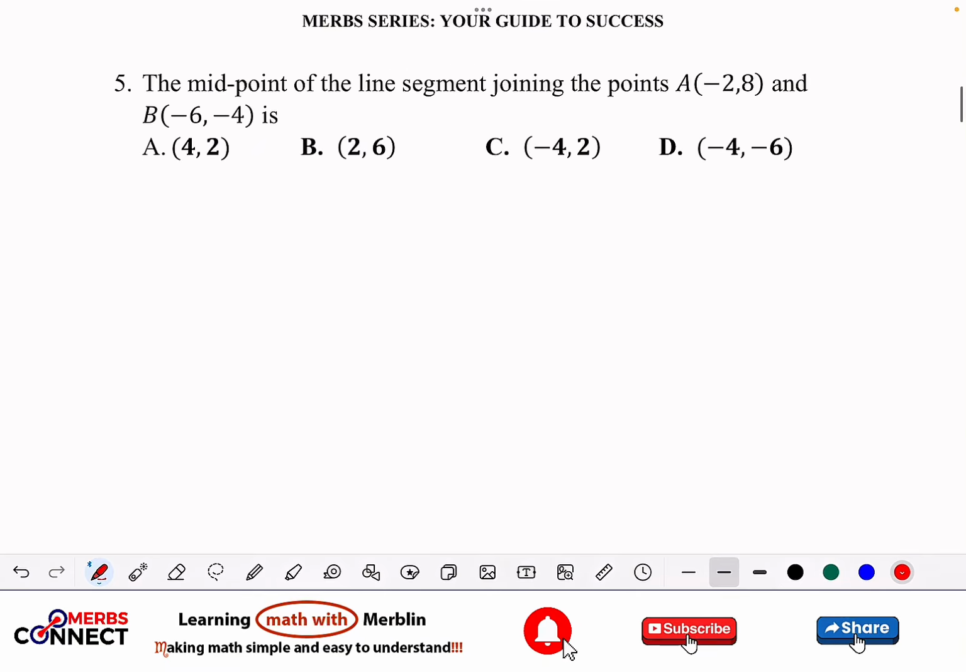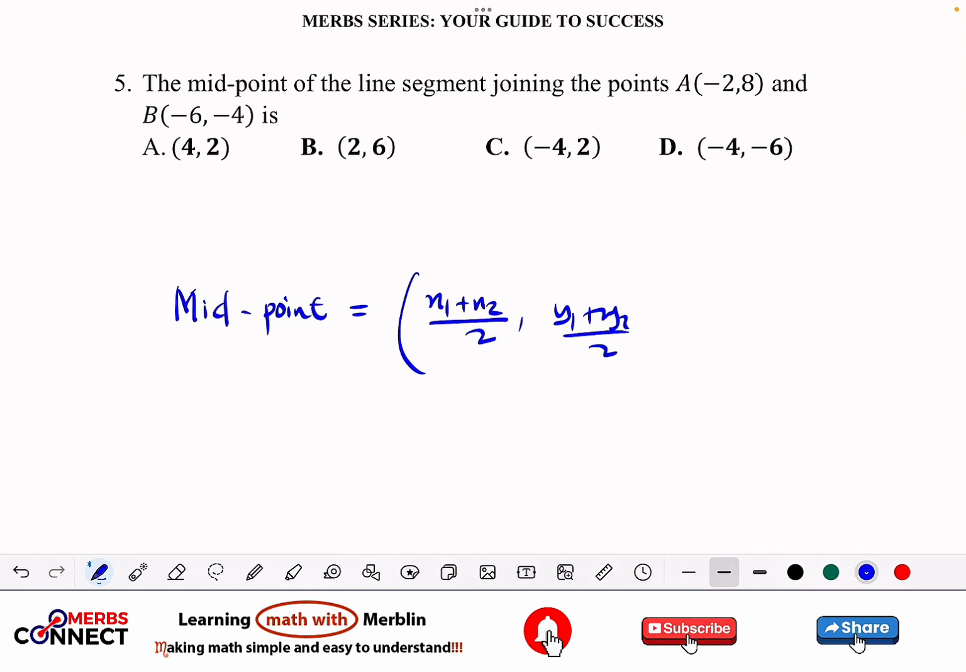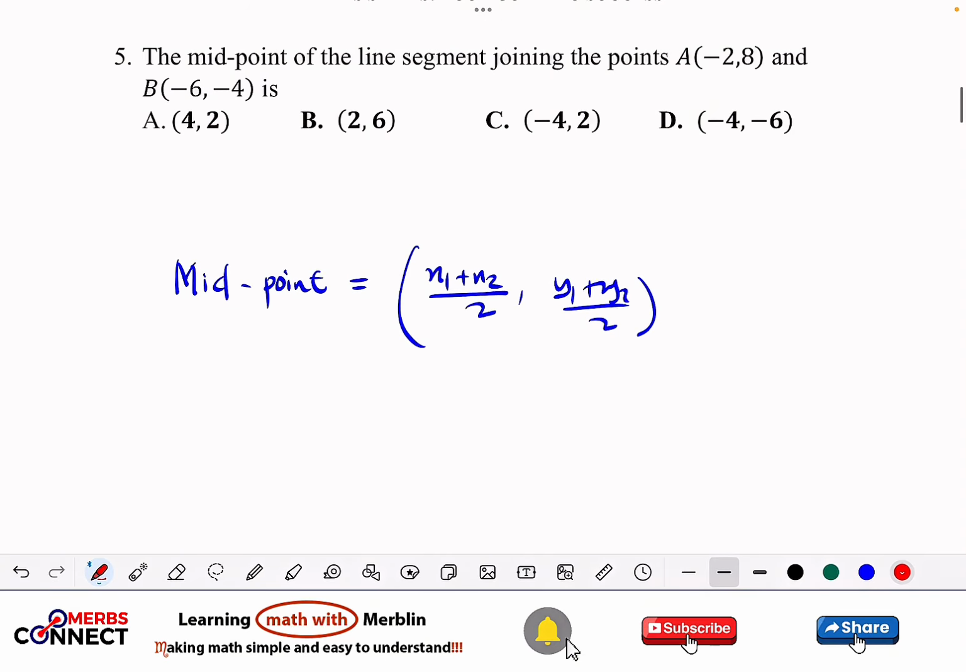Let's look at question 5. The midpoint of the line segment joining the point this and this. So we want to find the midpoint. So you see that everything that we are doing here, most of the time with the coordinate geometry, we need formulas a lot. So x1 plus x2 divided by 2, y1 plus y2 divided by 2. So this is very simple.